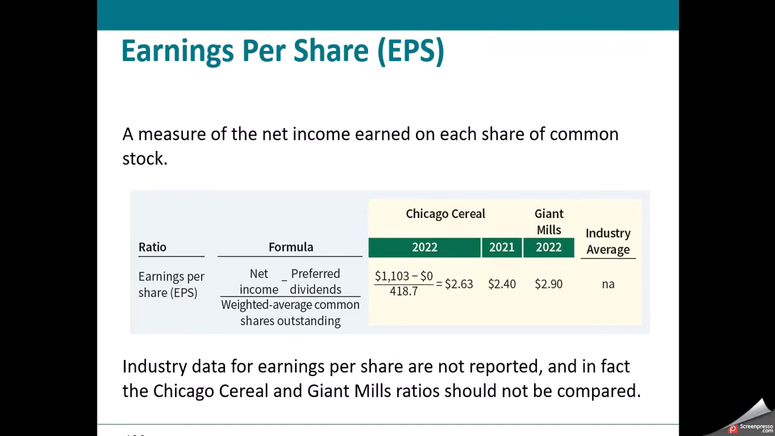Earnings per share is our net income minus the preferred dividends, if you had any, divided by your weighted average shares outstanding. And again, the higher the better. If the company has less shares outstanding, that increases this earnings per share as well. So that could be the difference even between some of the two companies.